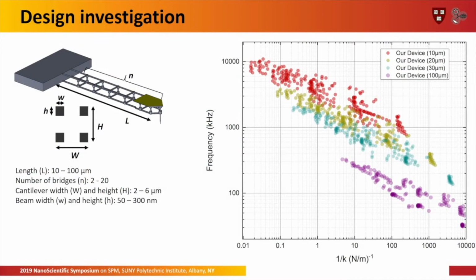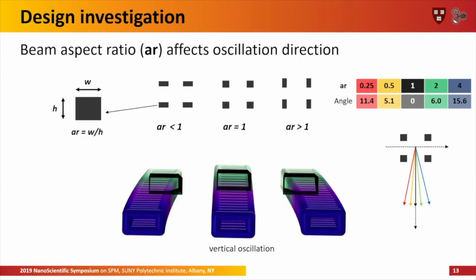There are quite a few parameters to play around with, including the length and number of bridges, the cantilever width and height, and the beam width and height for each individual beam here. And these are all the possible cases that we have simulated, ranging from cantilevers with a length of 100 micron down to 10 micron. Let's have a look at each parameter.